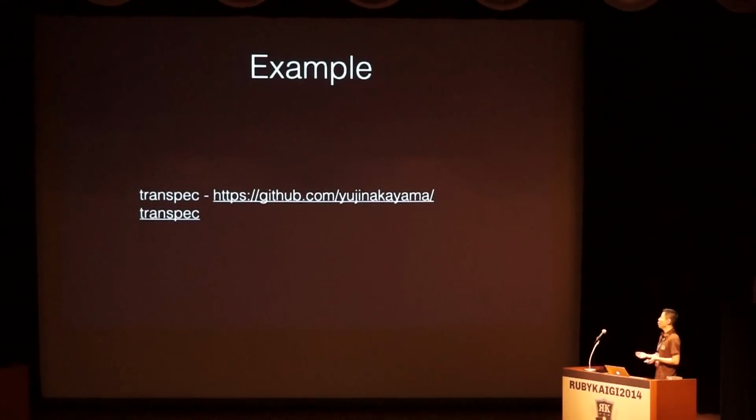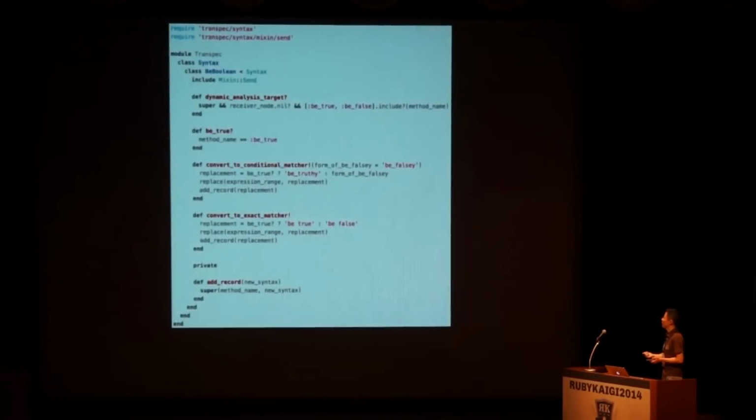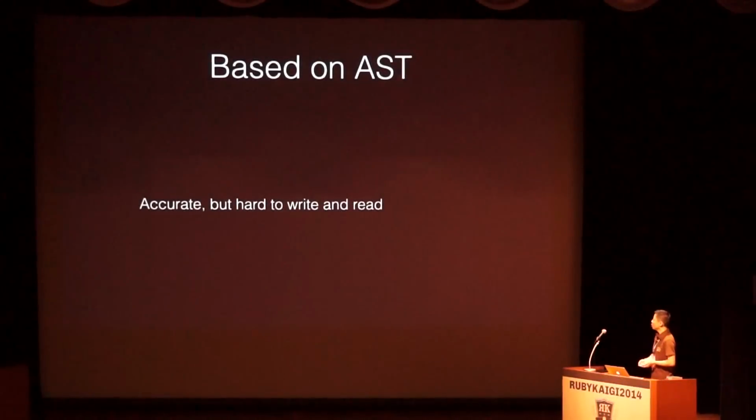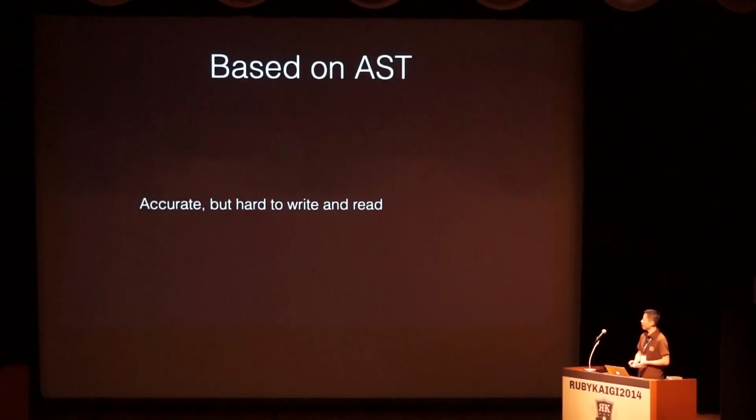There's also an example repository called Transpec. Transpec is used to convert all your RSpec code automatically to the new RSpec syntax. It's perfect. This is a snippet in Transpec that will convert be_true to be_truthy and be_false to be_falsey. This is a new syntax introduced from RSpec 2.99. But it still takes some time to read and understand what it does. So the solution based on AST is accurate, but it's hard to read and write.